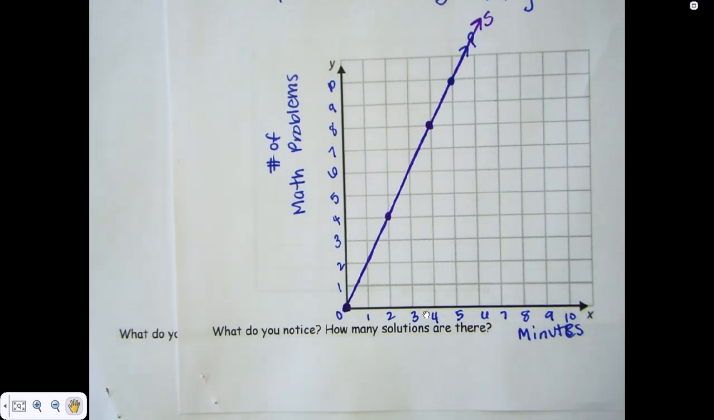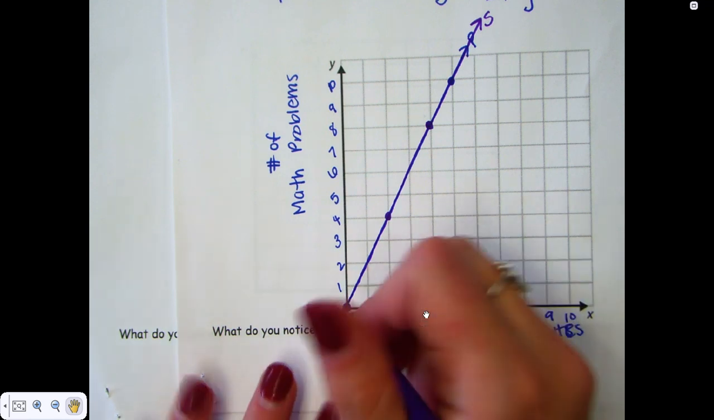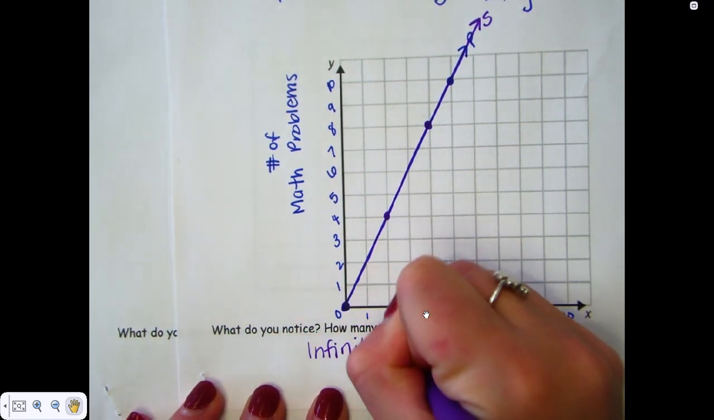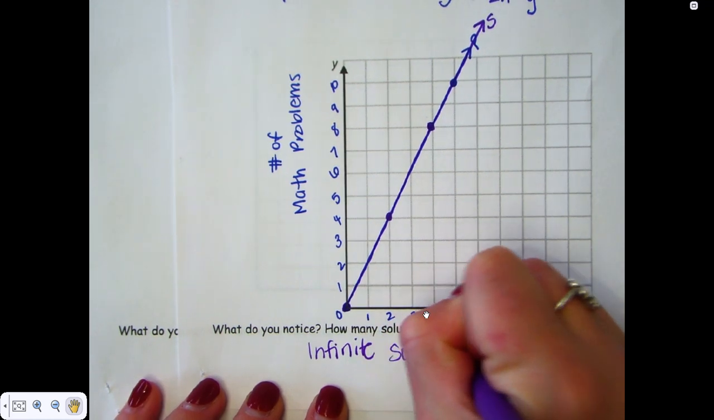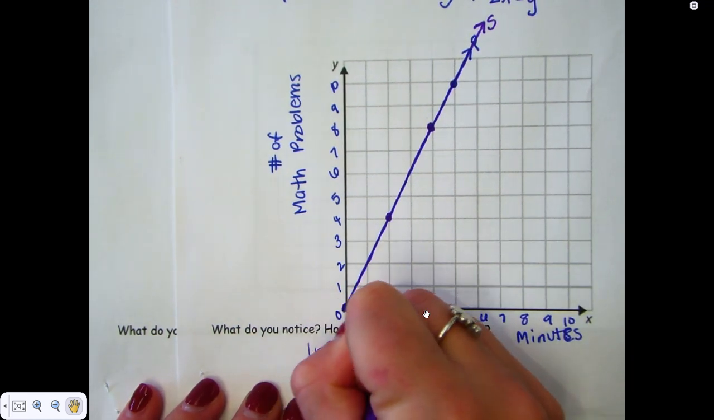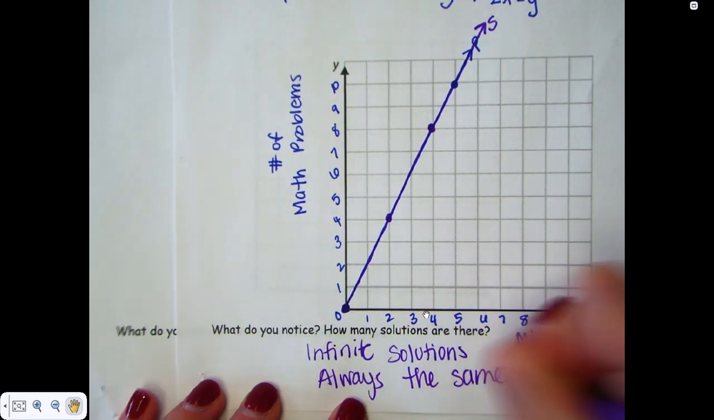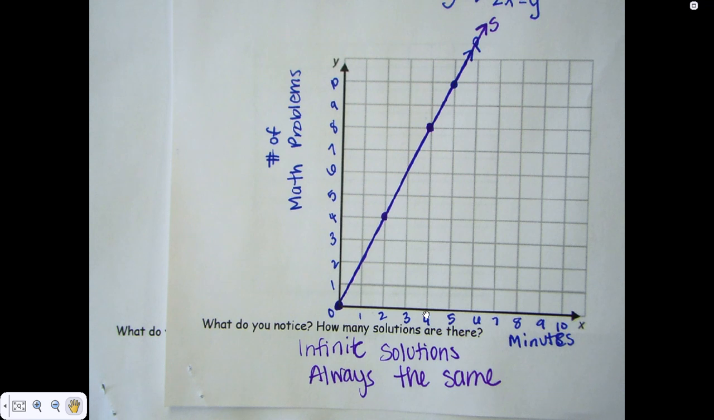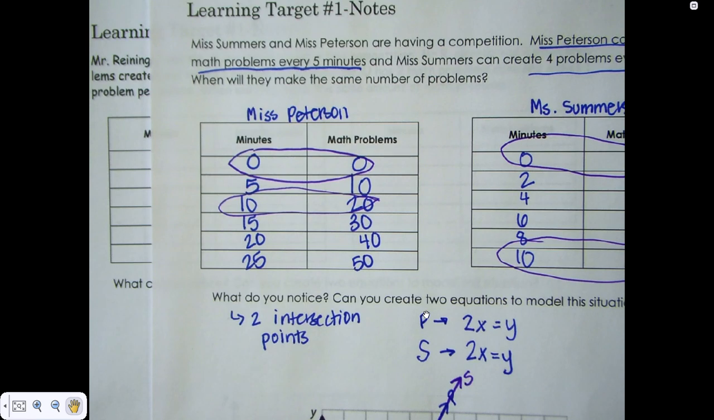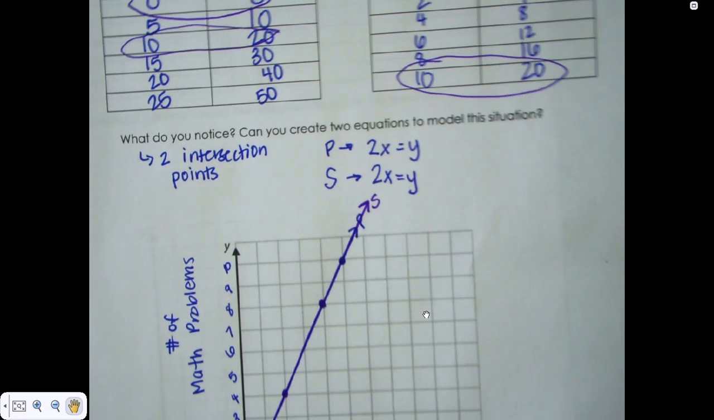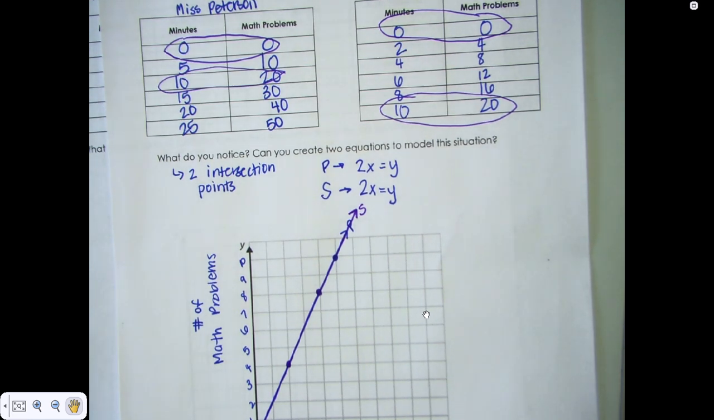Well, they cross infinite times. They're the same all the time, so they're infinite solutions, which means they're always the same. So here's a scenario where we have two equations, but they're actually the same. Two situations, they're just kind of presented to us in different ways. So you could see this too, depending on what problem you have, but this is an example of an infinite solution problem with a system of equations.